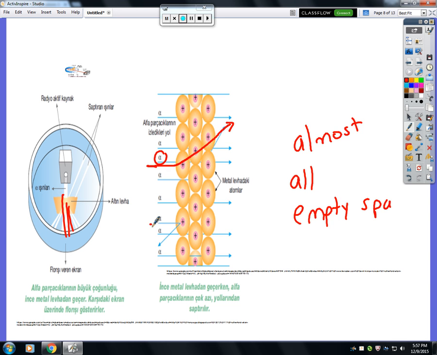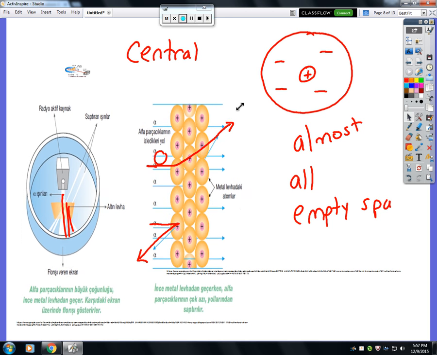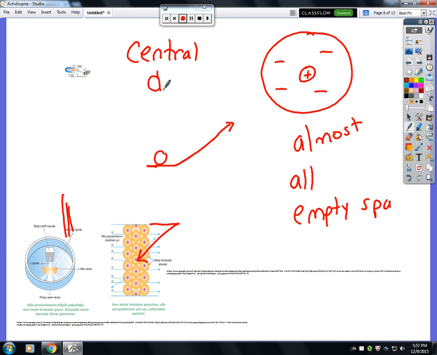And then every once in a while, it hit one dead straight on and came back at an angle like that. So he determined that the atom looked like this. He's got electrons just kind of sitting around outside, and the nucleus is in the middle. So the second thing he determined is that there's a central, dense, positive nucleus. And that's Rutherford, the gold foil man.